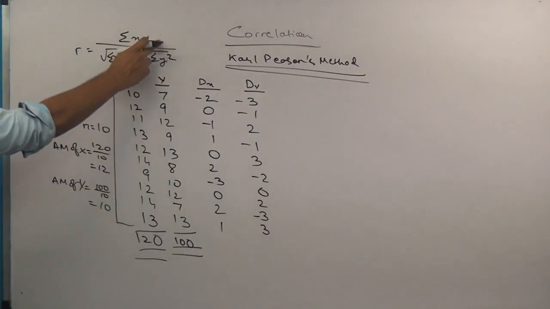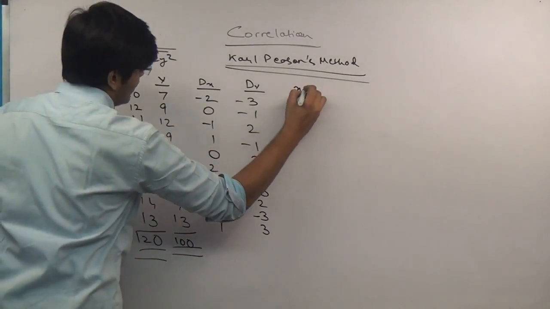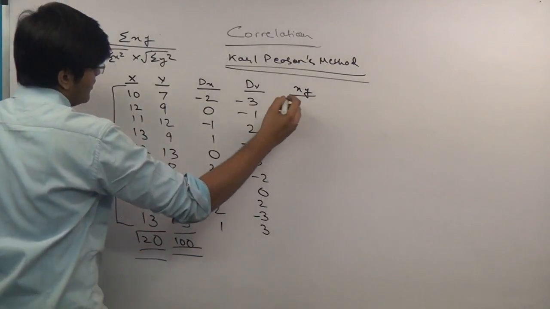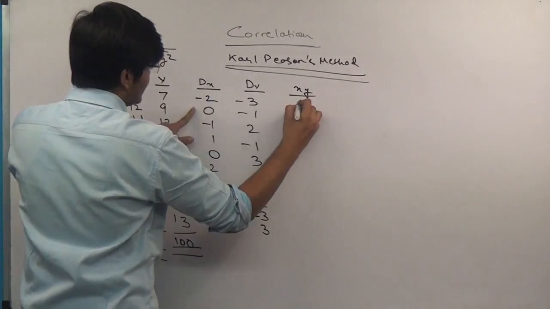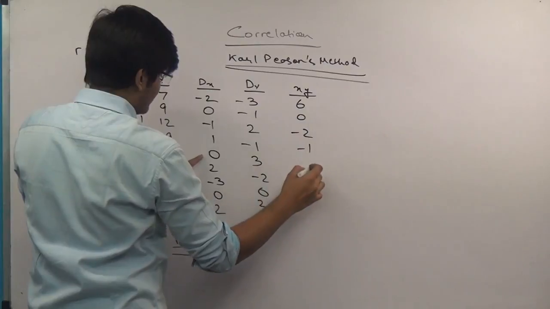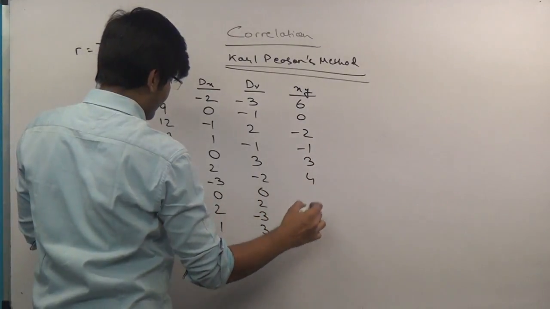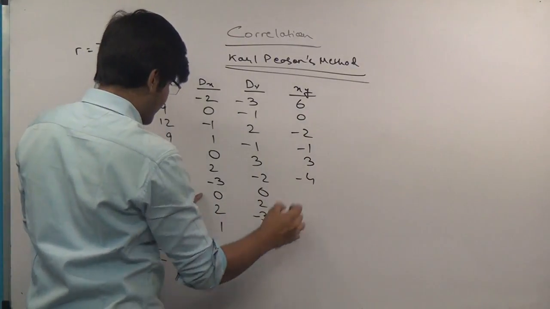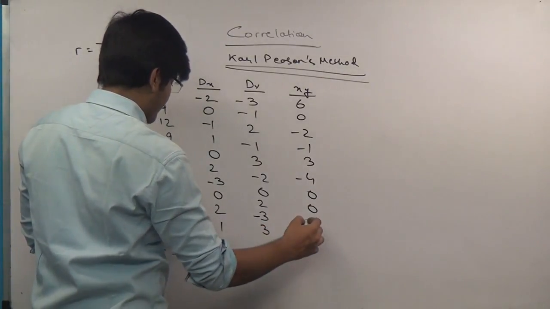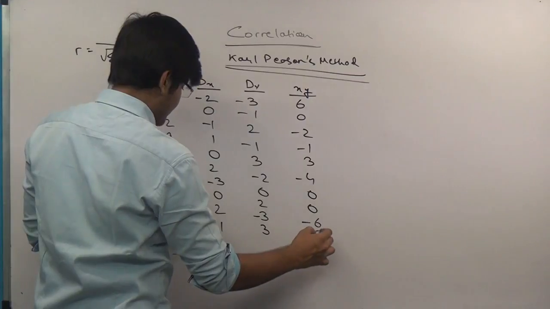What we require is XY. So make a column for XY, multiply these two. Minus 2 into minus 3, 6, 0, minus 2, minus 1, 3, 4, minus 4 it will be 0, 0, minus 6, 3.